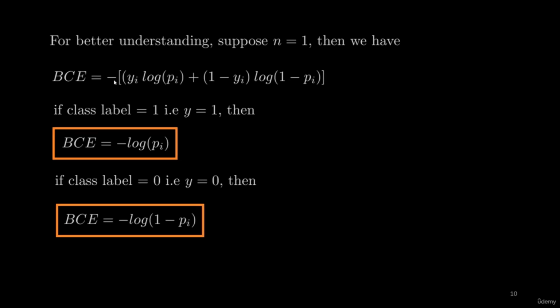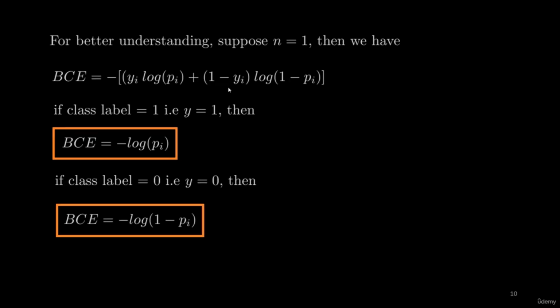Here we have a negative sign, but we have two terms. This is our first term and this is our second term. Now the important thing is that we cannot use both terms simultaneously. That is, if y is equal to 1, we will use this term to calculate the loss, and if y is equal to 0, we will use this term after this plus sign in order to calculate the loss.